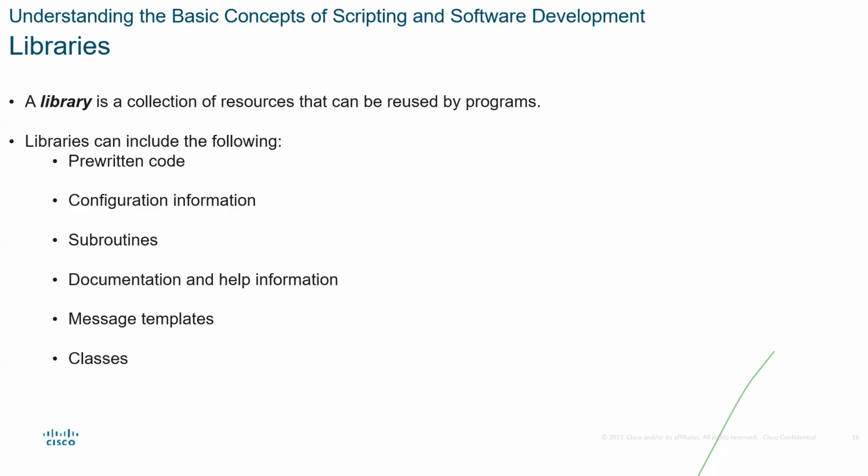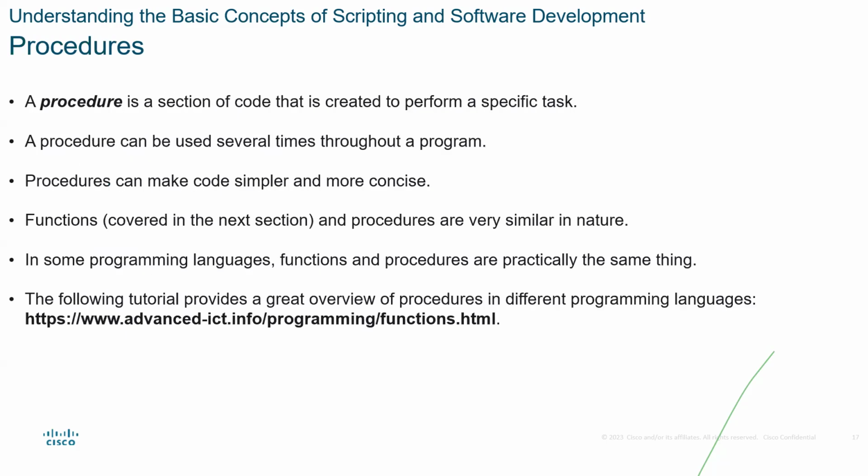Again, remember, we're not dealing with programming here, but this is just introducing what is needed for the basic concept of scripting, understanding it. Then there's what's called a procedure. It's a selection of code that is created to perform a specific task, and can be used several times throughout a program. It can also make code simpler and more concise. Typically, procedures are very similar in nature to functions. In some programming languages, functions and procedures are practically the same thing. In fact, some people know functions as procedures and procedures as functions.